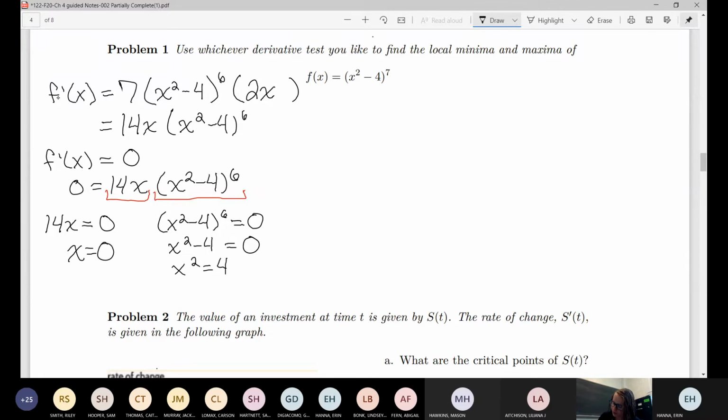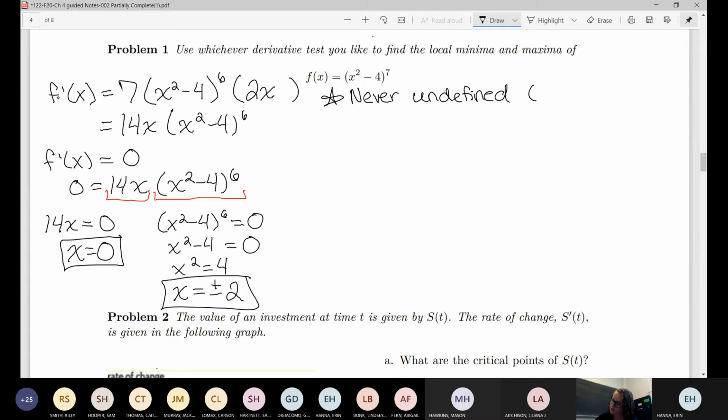Take the square root, and remember when you square root a number, you get a plus minus. So we end up with x equals 0 and x equals plus or minus 2. And maybe I'll just star a little note that says never undefined because there's no denominator. You don't really have to say that, but just to remind us that I technically considered it, but we didn't need to do anything because there's no denominator in this derivative.